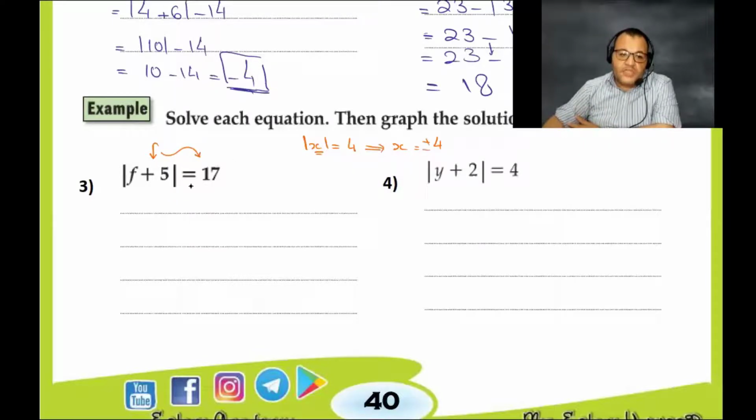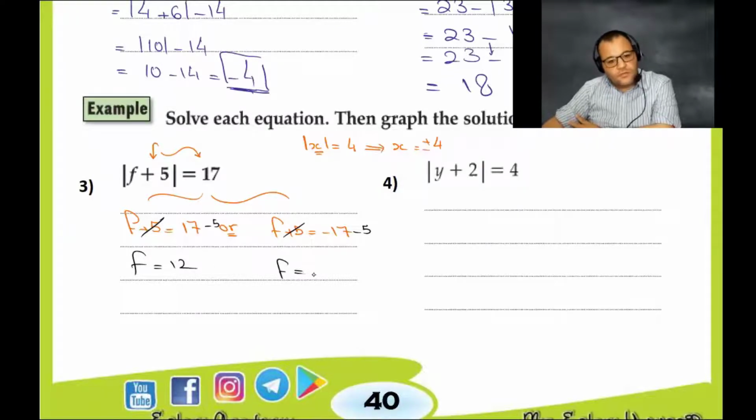So now we have a positive value outside the absolute value, so we have two cases. The first one, f plus 5 is equal to positive 17, or f plus 5 is equal to negative 17. Now we need to solve by shifting 5 to the other side by subtracting 5. So f is equal to 12. And f for the second one is equal to negative 22.